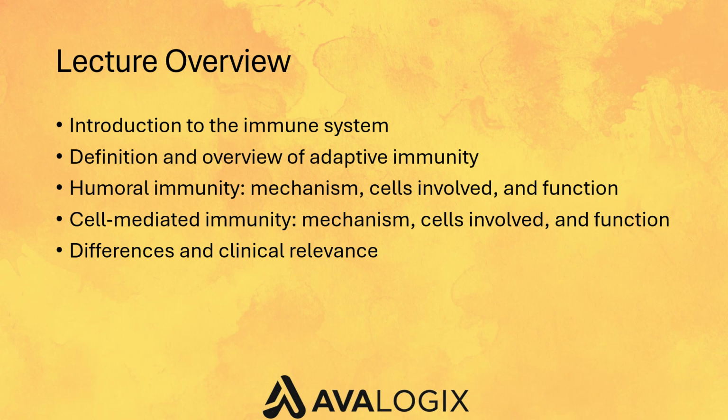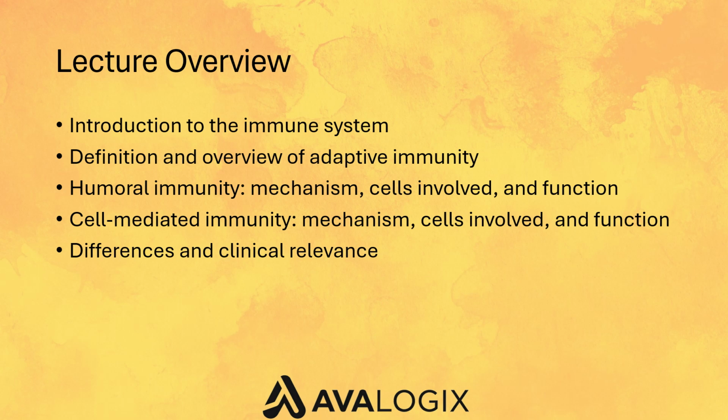We'll explore the structure of antibodies, their classes, and their mechanisms of action, how they neutralize pathogens, tag them for destruction, and activate the complement system. After that, we'll shift focus to cell-mediated immunity. We'll learn about T cell development and activation, the various types of T cells, helper, cytotoxic, and regulatory, and their functions. We'll discuss how T cells recognize infected or abnormal cells, coordinate immune responses, and maintain immune balance.